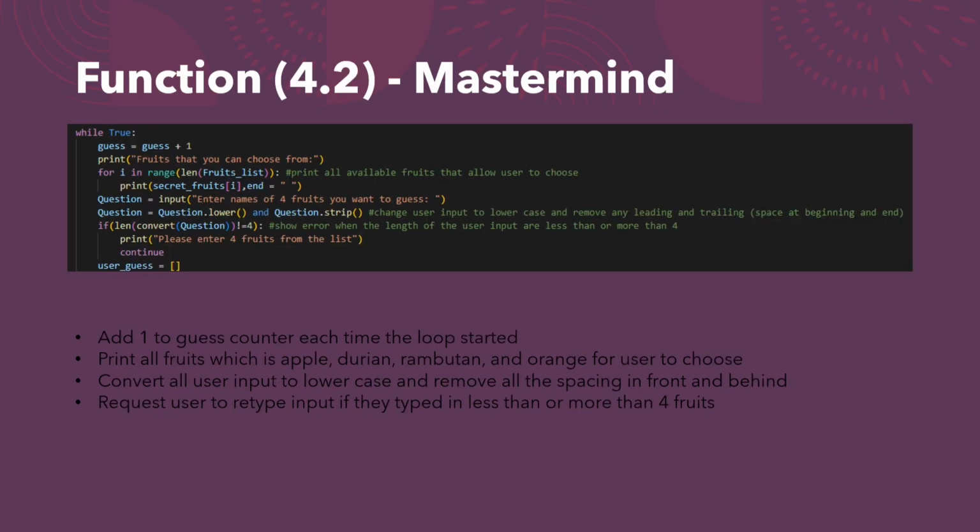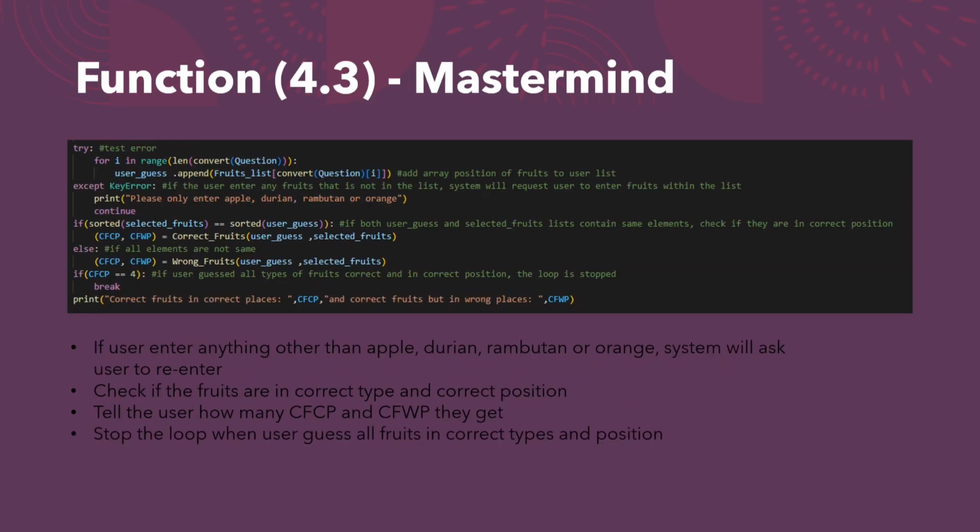After that, I will add 1 to the guess counter each time the loop starts, and I will print out all the fruits, which are apple, durian, rambutan, and orange, so that the user knows what they should choose from. After that, I will request the user to input 4 fruits they want to guess as the secret fruits, and convert all user input to lowercase and remove all the spacing in front and behind. After that, I will request the user to retype the input if they type in less than or more than 4 fruits.